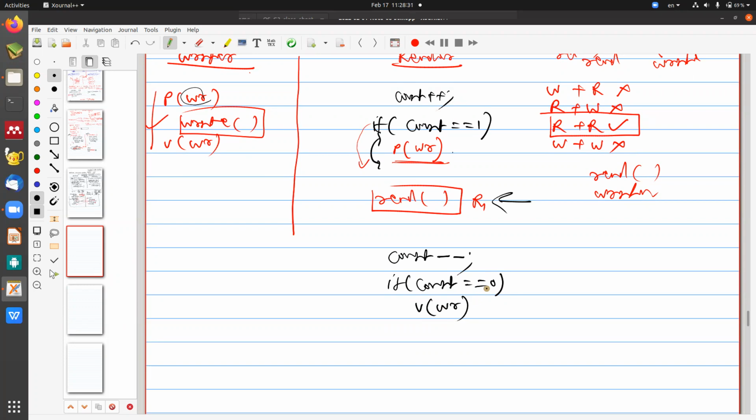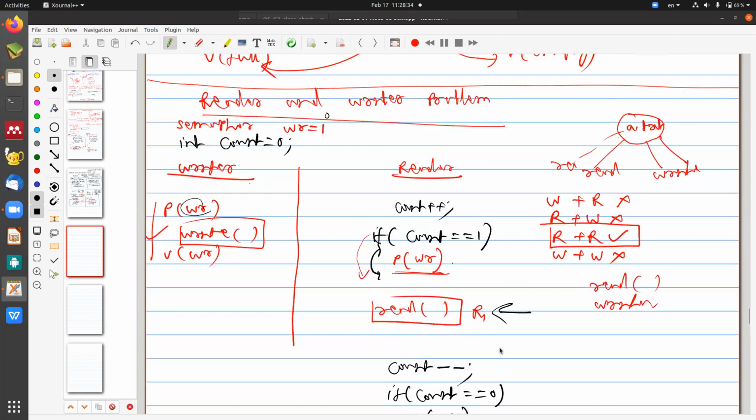But there is one observation, one flaw. Let's assume, because it is a normal C code, not any kind of lock code. You think in this way, and it is executed. When two processes, P1 and P2, are going to execute this reader function, there is a chance of context switching. Let's assume the context switching occurs at this place.